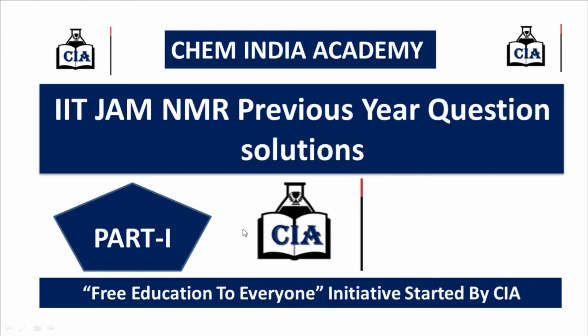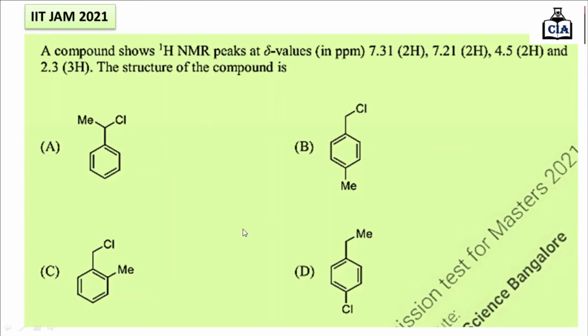Let us start our first question from IIT JAM 2021. In this question the compound shows 1H NMR spectra at delta values 7.31, 7.21, 4.5 and 2.3, which means the total number of signals is 4. Different types of protons will give different NMR signals in a 1H spectrum.